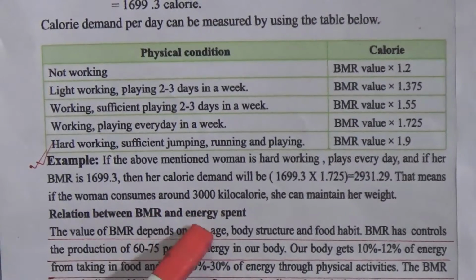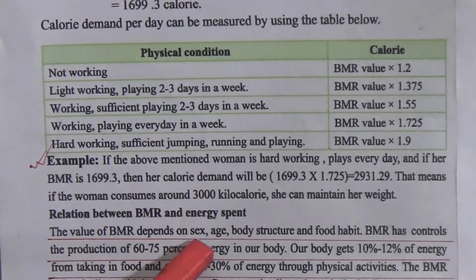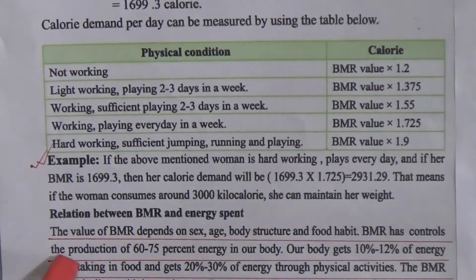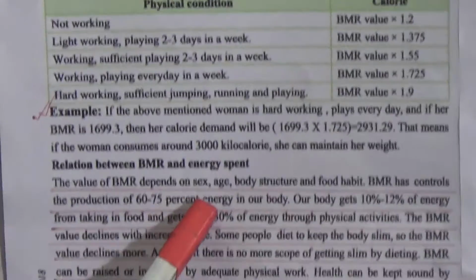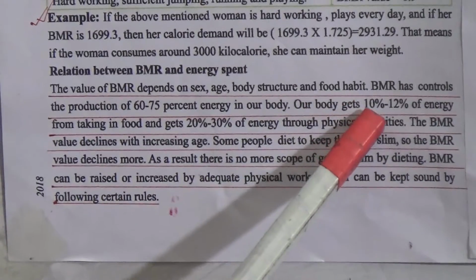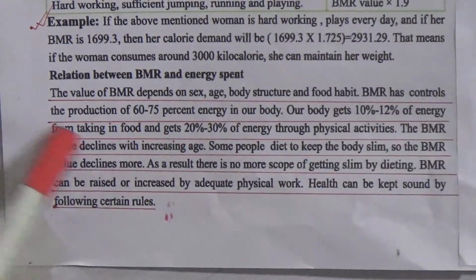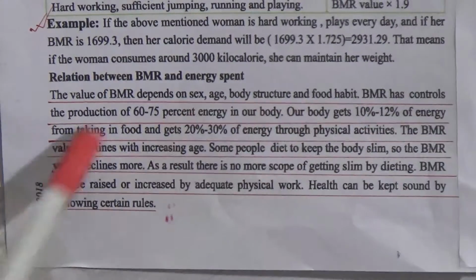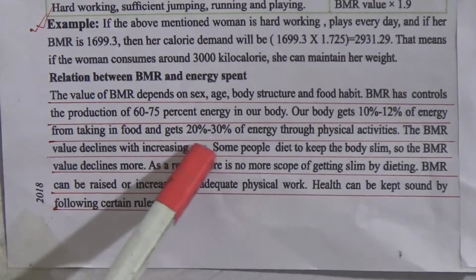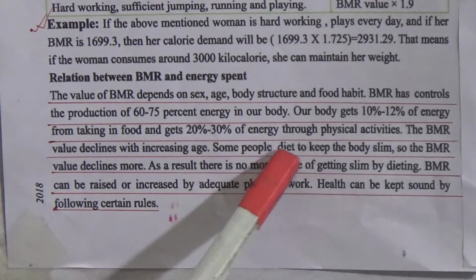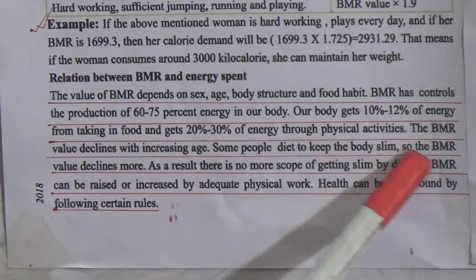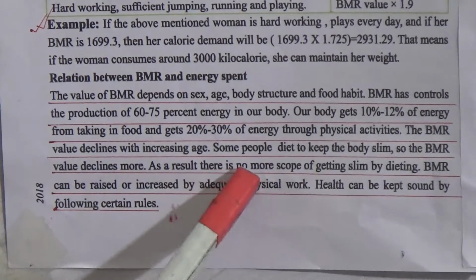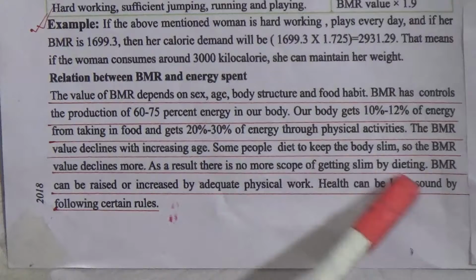Now the relation between BMR and energy spent. The value of BMR depends on sex, age, body structure and food habit. BMR controls the production of 60 to 70% of the energy in our body. Our body gets 10% to 12% of energy from taking food and 20 to 30% of energy through physical activities. The BMR value declines with increasing age, and some people diet to keep the body slim, so the BMR value declines more. As a result, there is no more scope to get slim by dieting.